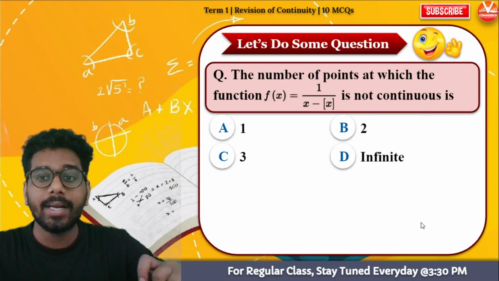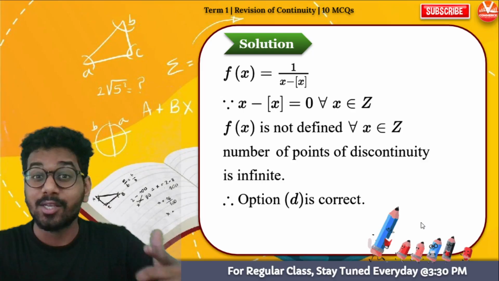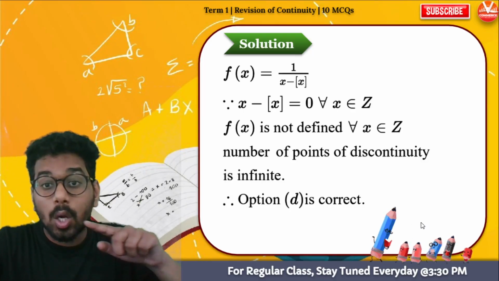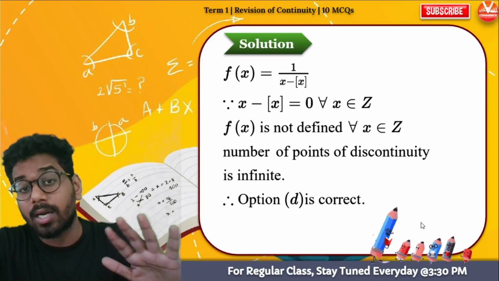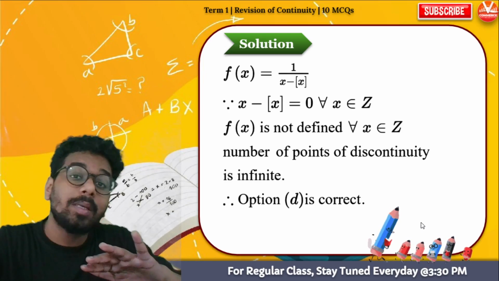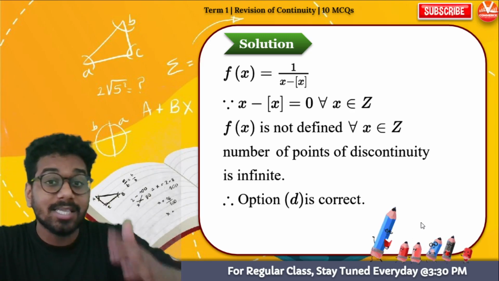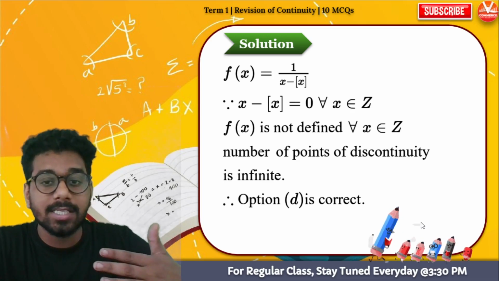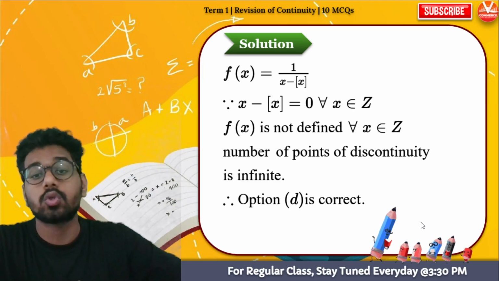The number of points at which the function f(x) equals to 1 upon (x minus the GIF of x) is not continuous, where denominator is again 0. Same concept, x minus [x] is 0. अब ये कब 0 बन सकता है? Because this is an integer. If this is an integer for sure, now x minus integer is 0 when x is equal to integer. So when x will be an integer, that means for all the integer values, this will become 0 for 2, for 3, for 4, for minus 1, minus 2, minus 3, and so on.